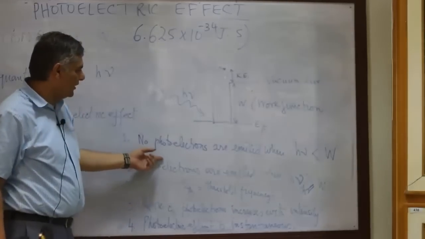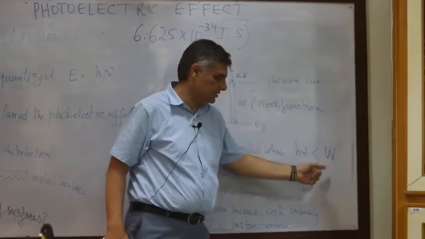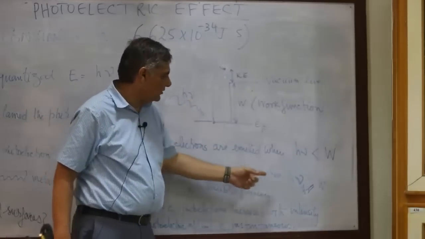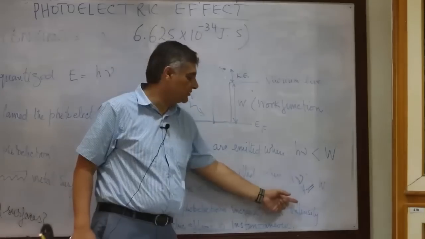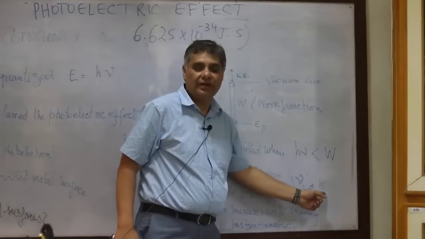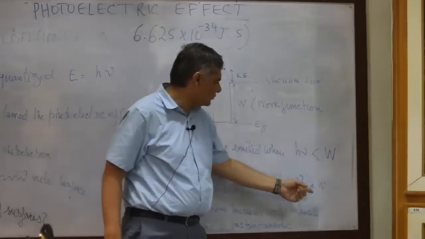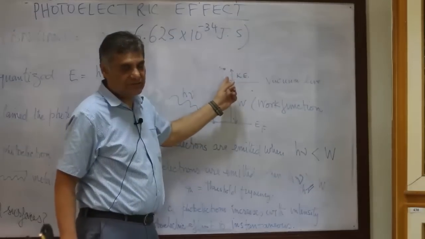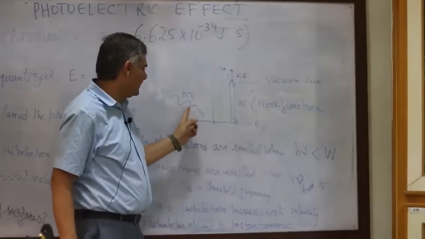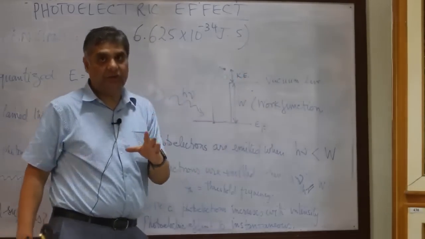Now there are four postulates regarding the photoelectric effect. Number one, no photoelectrons are emitted if the energy of the striking photon is less than the work function. Number two, the photoelectrons are emitted only when this energy or the frequency is above some threshold frequency, and that threshold frequency is defined by the work function of the metal. So if the photon energy is equal to the work function, then the extra energy taken by the electron is zero, but if it is greater than the work function, the extra energy is converted into the kinetic energy of the electron. This is what we are going to do in this experiment.